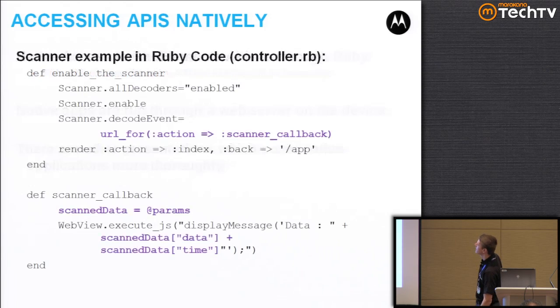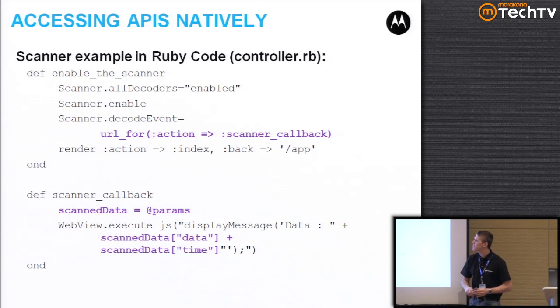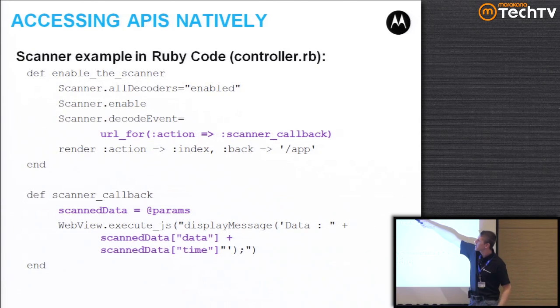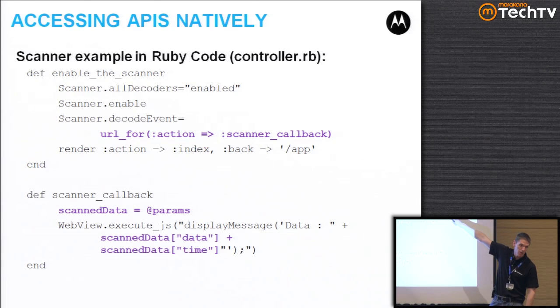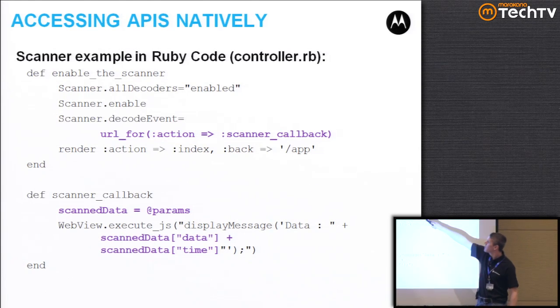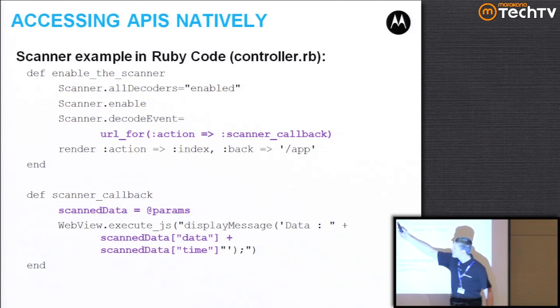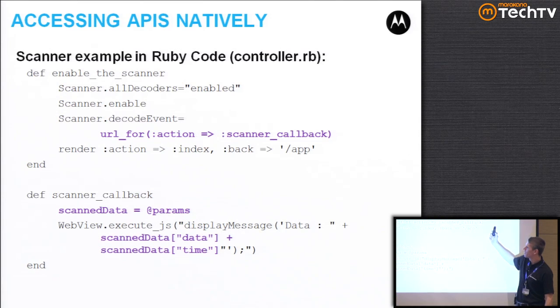So imagine we had the scanner example, and this is very similar to Rob's example that he had in his presentation yesterday. So he enables the scanner. This is in Ruby. It's our Ruby controller in our native application, enabling the scanner with all decoders here. And this is the way we configure the scanner callback, the decode event, if you will.